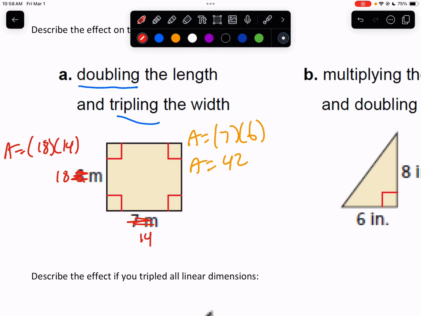What is 18 times 14? Was that 252? I don't know. I'm going to type it in real quick, make sure I got it right. 18 times 14 is 252. I got lucky. So 252.